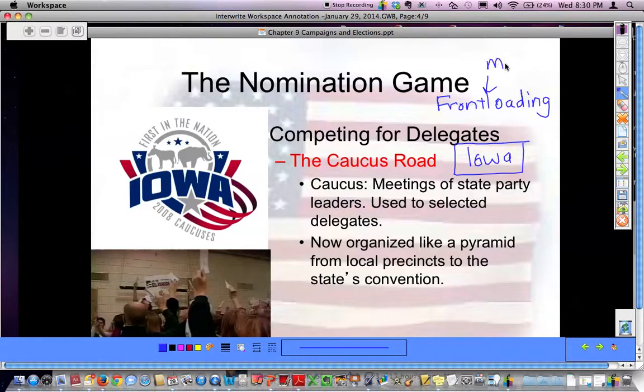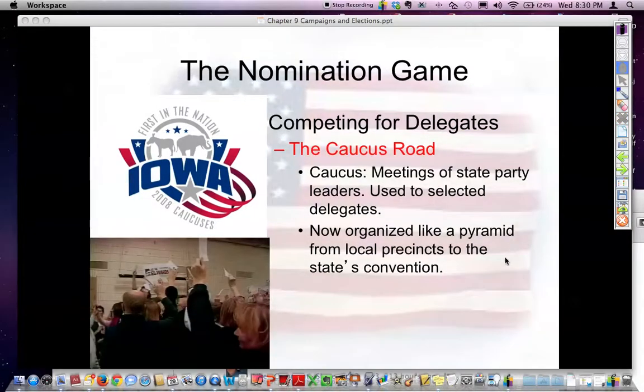The advantage of this is you get built-in media attention, and if you win, it tells people that you are a serious candidate. The caucus is a meeting of state party leaders used to select delegates that is held in a precinct, and many times it's a house or a church, wherever the precinct is located. People meet and try to decide, by arguing and discussing, who the person is who should receive the most votes. It's organized like a pyramid from local precincts to the state convention, on how delegates are eventually nominated and are able to attend the national convention.